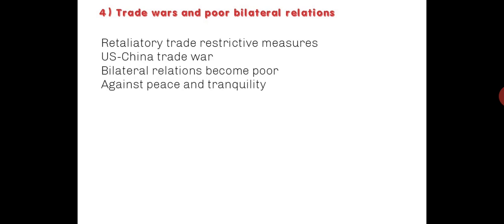The most recent example for us is the US-China trade war, as initially the United States imposed tariff on the commodities import from China, and in retaliation China increased the tariff on the import of commodities from the United States to China. This is the US-China trade war. So this trade war is highly existing in the restrictive trade practices, and the bilateral relations will become poor as well with trade war, just as the US-China political relation is not in good shape. This is in fact against the peace and tranquility of the world. That means for better bilateral relations, the free trade policy is highly required.